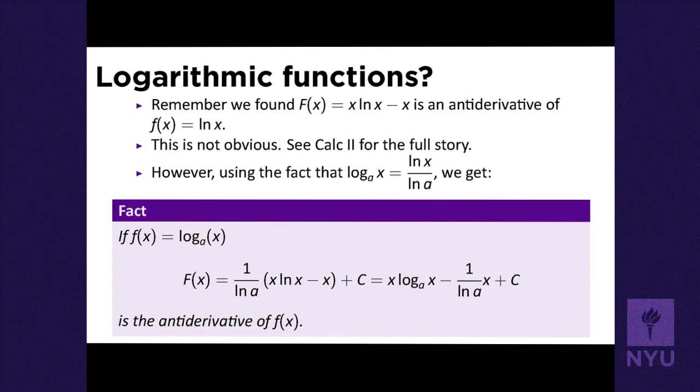And 1 over the natural log of a is just a constant. So I can take that constant and multiply it by an antiderivative for the natural log. And I know what an antiderivative for the natural log is. It's x times ln x minus x. So what I get is that an antiderivative for log base a is x times log base a of x minus 1 over natural log of a times x, again, plus constant.